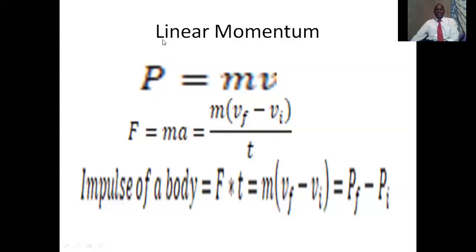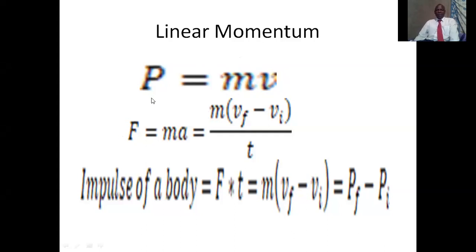So as I indicated, linear momentum is the actual product of mass and velocity. And so when you talk of linear momentum, you are talking of multiplying the mass and the velocity of an object.